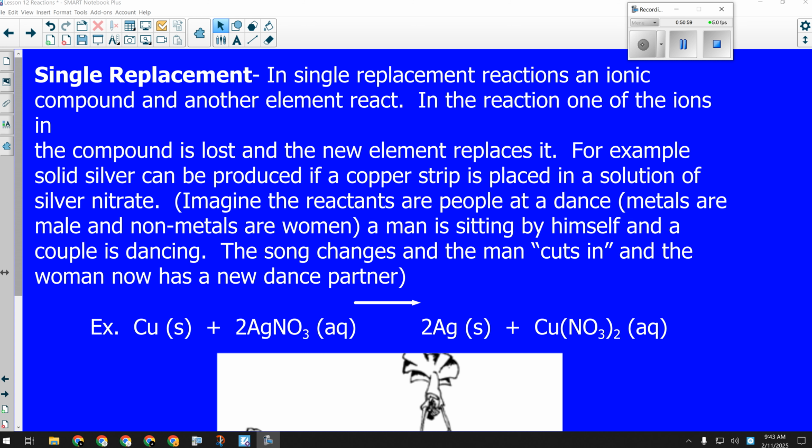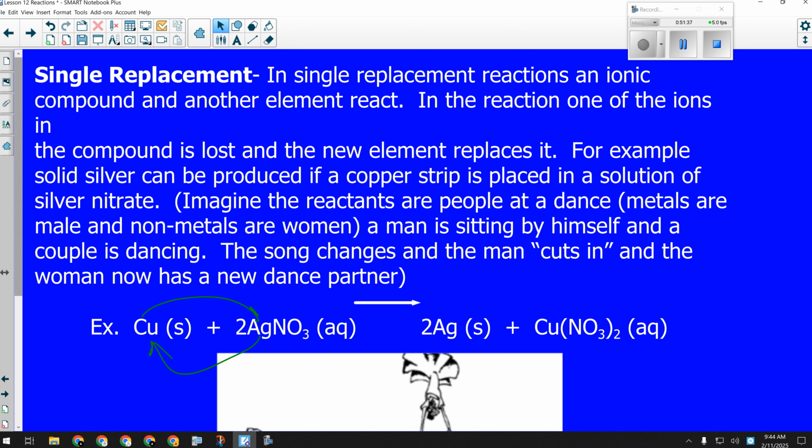Okay, everybody with me there? So in a single replacement reaction, the element that's by itself replaces the part of the ionic compound that it is like. So if the lone element is a metal, it'll switch out the metal. If the lone element was a nonmetal, it'll switch out the nonmetal. Okay? So in this case, this is an example of copper switching places with the metal part of that ionic compound. Okay, everybody all right with that?